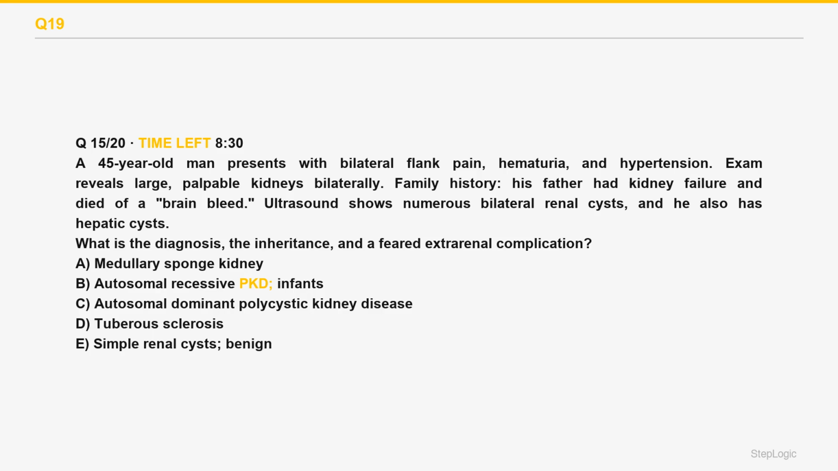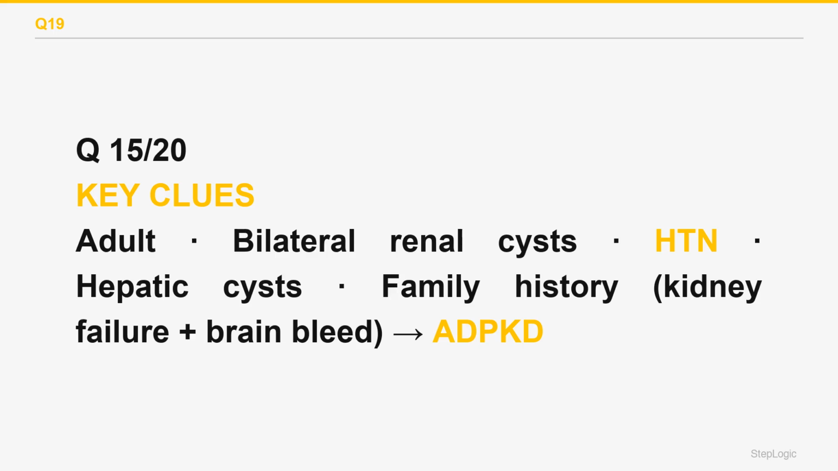Read the command: diagnosis, inheritance, feared complication. Adult, bilateral renal cysts, hypertension, hepatic cysts, family history of kidney failure and brain bleed: ADPKD, berry aneurysm rupture. This is autosomal dominant polycystic kidney disease. ADPKD is the most common inherited kidney disease, usually presenting in adulthood.